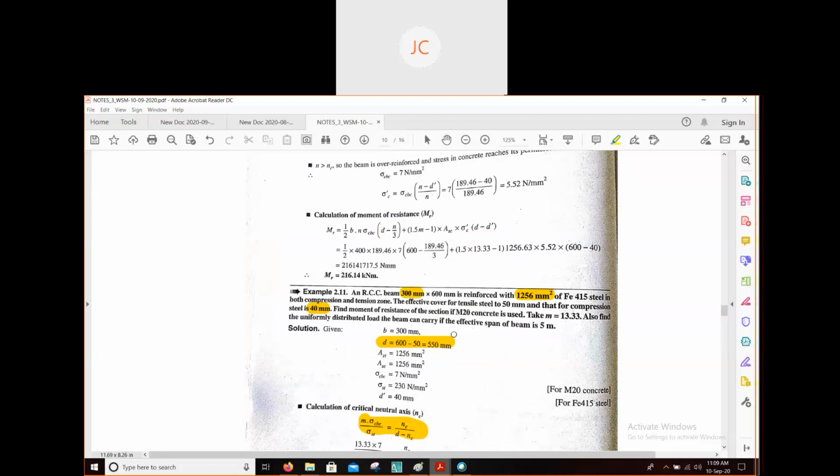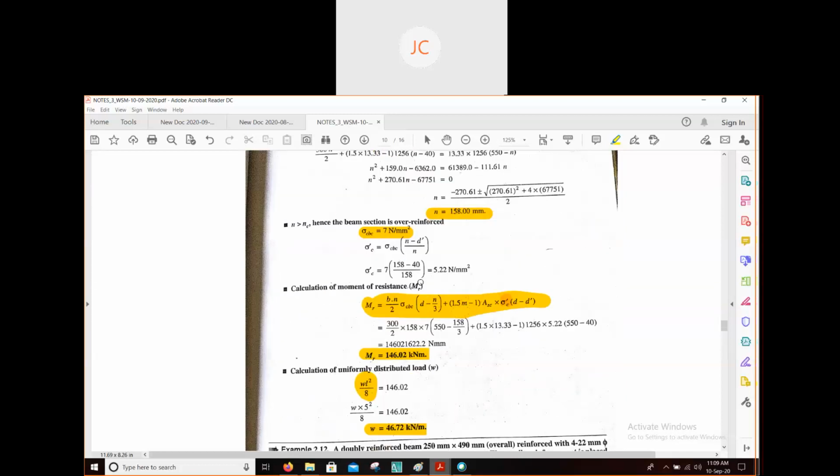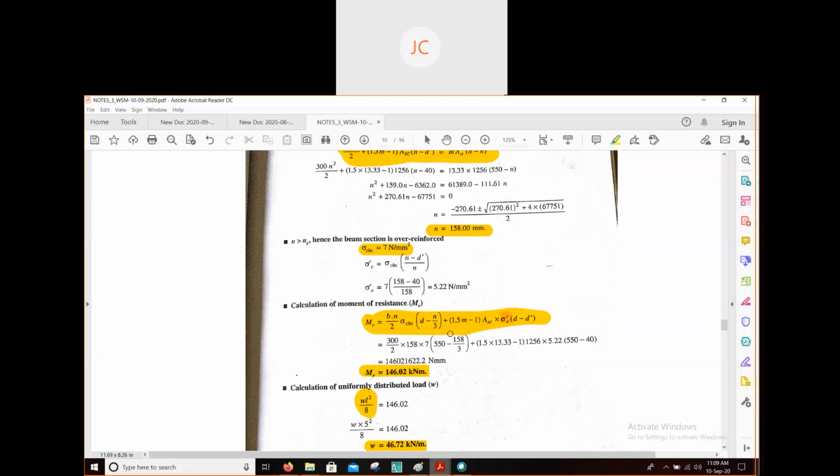You can see, find out the UDL if the effective span of the beam is 5. So I hope all of you have understood the problem. If you have any doubt in this problem, we can discuss it again in the next class.